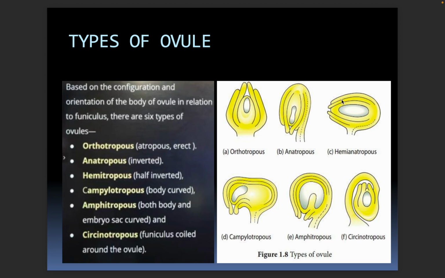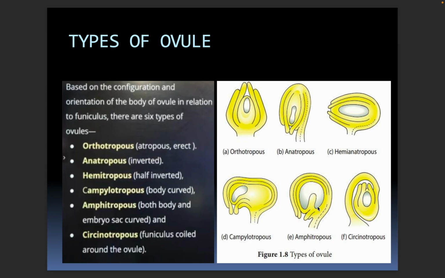This as well is inverted, but it is not completely inverted. It is half inverted, and I'll call it hemianatropous. The other one you can see is also a kind of inversion only, but here it is half inverted. As well as being half inverted, the body is curved here, right? So this is called campylotropous, right?